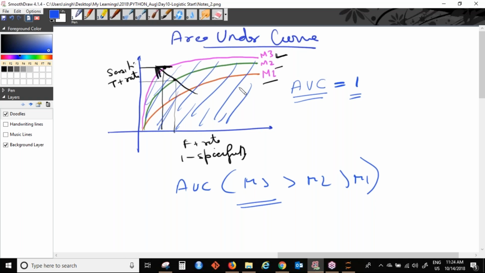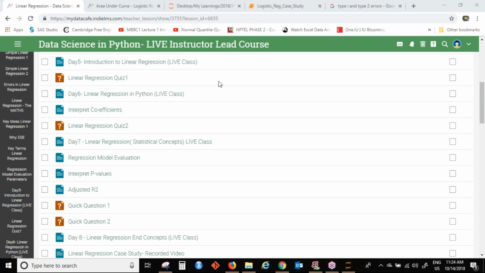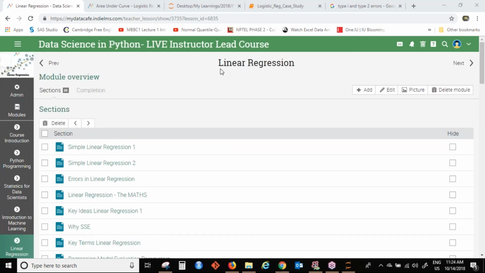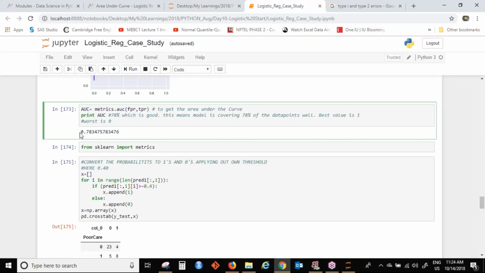So this is another parameter that is used. Let me see if I have calculated that in the code. Yeah, so this is just one line of code you will use. Here I am getting 78%. This is the area under curve. Just run this code and you will get it.